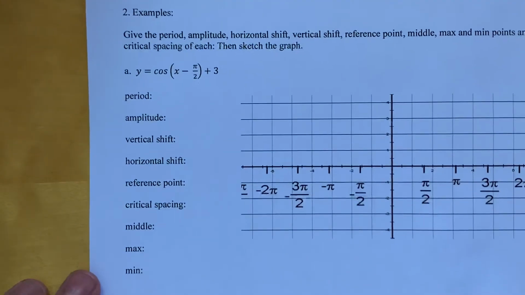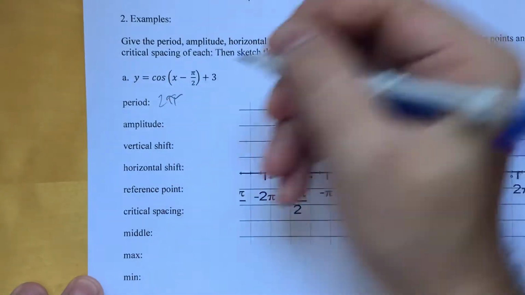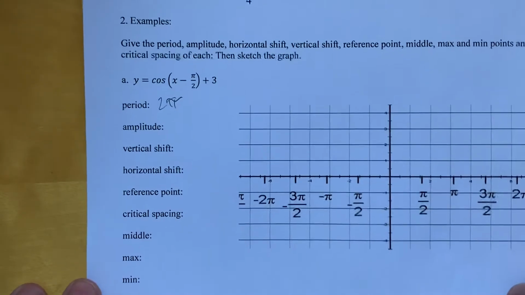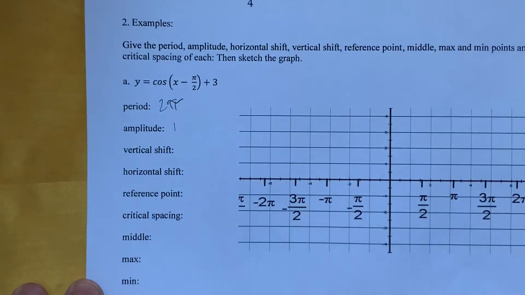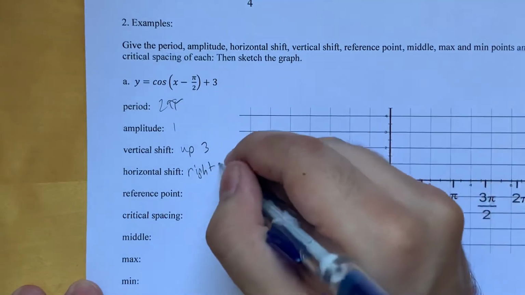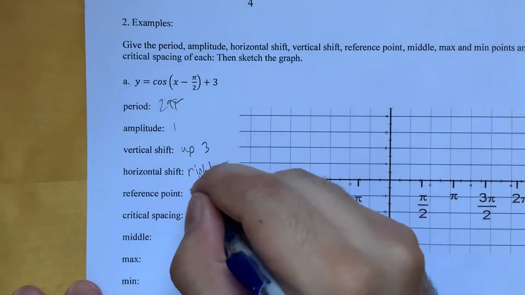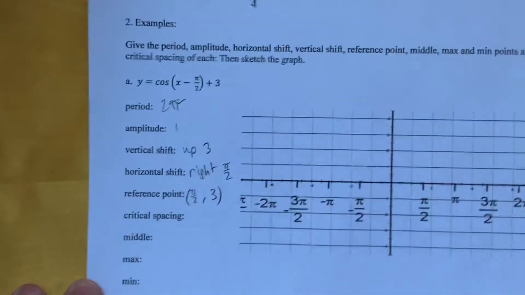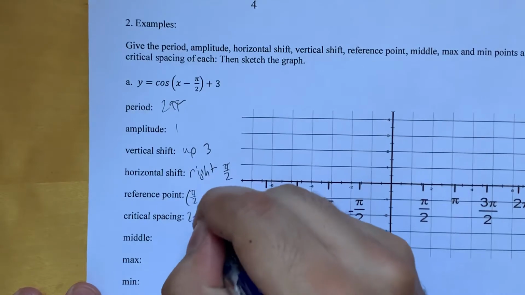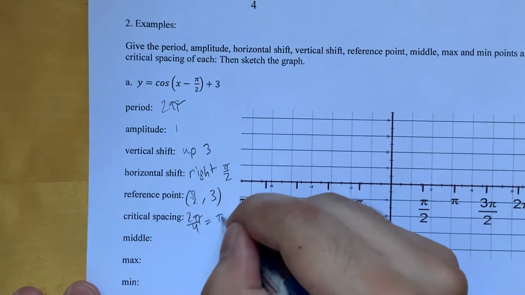First example, period, 2 pi. That's an ugly pi. There we go. Amplitude is 1, vertical shift up 3, horizontal shift, remember H is negative, so it goes right, pi over 2. Our reference point is going to be H, K, so pi over 2 and 3. Critical spacing, 2 pi divided by 4, which gives us pi over 2.